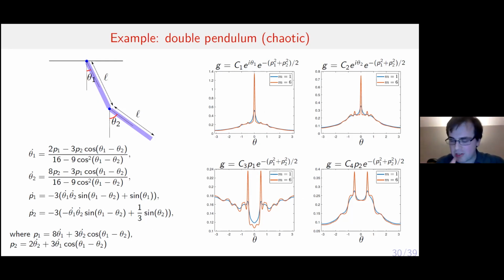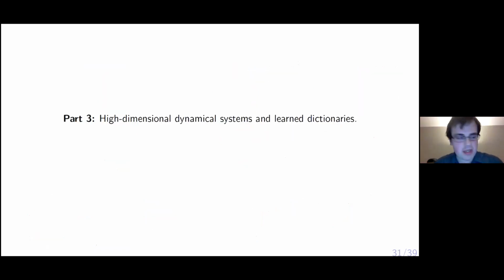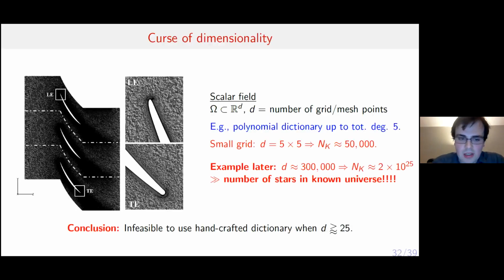Okay, so that's spectral measures. So now let's make it a bit harder. Let's raise the stakes. Previously, I had done small dimensions D, right? I think the highest one I did was the extended Lorentz system in 11 dimensions. So we're now going to look at high dimensional dynamical systems, which is what you typically have in applications, and also learned dictionaries.